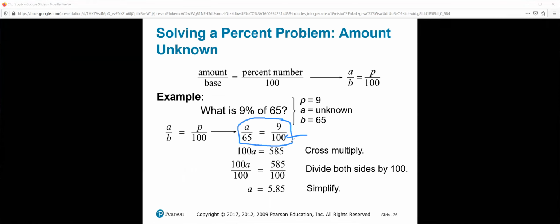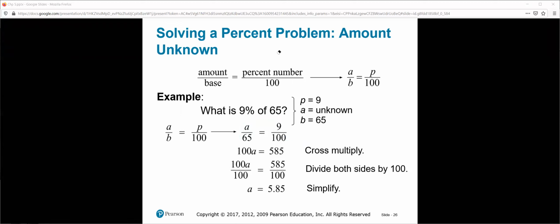We already start out with 100. The 9 as a percent, so the 9 would go here on top, and then where's the 65 go? Well, you need to know if the 65 is your amount or your base, and you read the sentence and try to figure out which is the correct answer to that, right? Best way to tell is, well, what is 9% of 65? 9% of something is a small amount, so the 65 would probably go in the denominator because you want your numerator to be the other side.